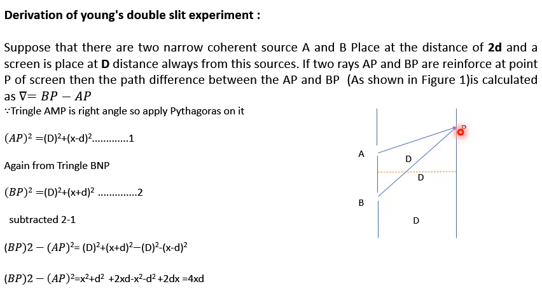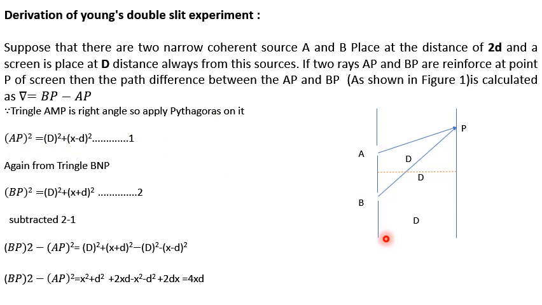This is the difference between the two light rays. A is near to P and B is a little farther from P. That's why there is some difference between AP and BP. So we are calculating the path difference here. The path difference is denoted by delta. So delta is equal to BP minus AP.